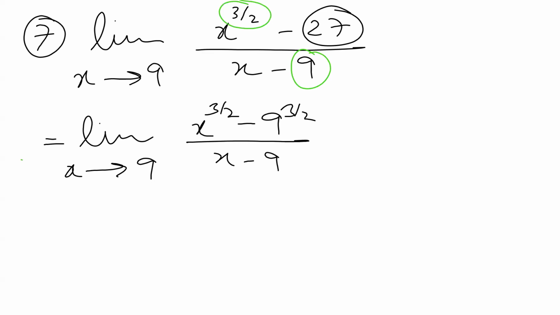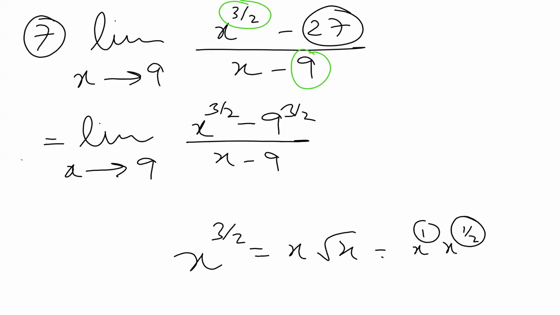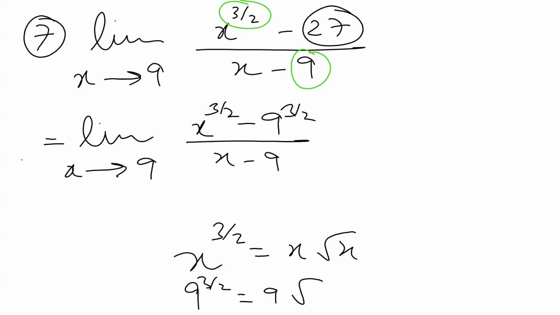Now let's check why 9 raised to 3 by 2 is 27. x raised to 3 by 2 is x root x. How? x raised to 1 into x raised to half, 1 plus 1 by 2 is 3 by 2. So x raised to 3 by 2 is x root x. So 9 raised to 3 by 2 is equal to 9 root 9, so 9 into 3, which is 27.